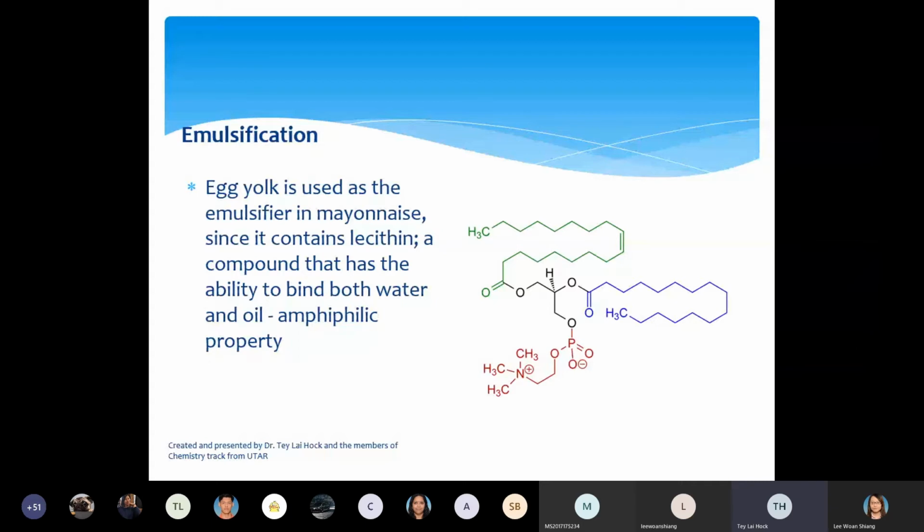So therefore you see we call it the lake of the sea. So this way the emulsifying agent or lecithin will be able to bind with water, or actually different from the phase condition.